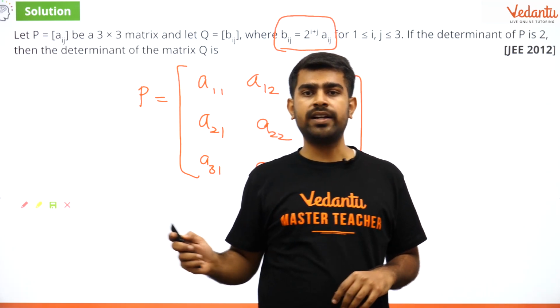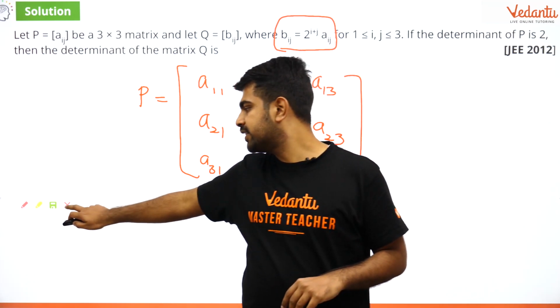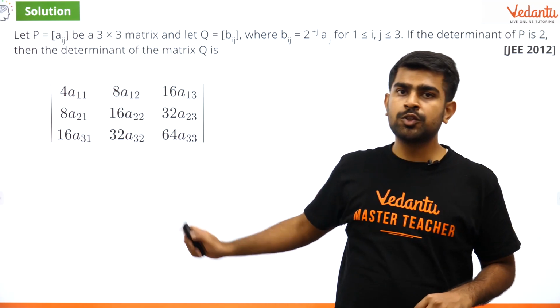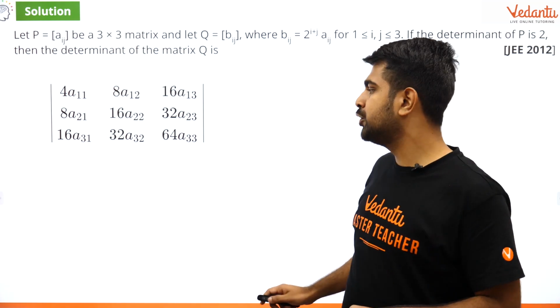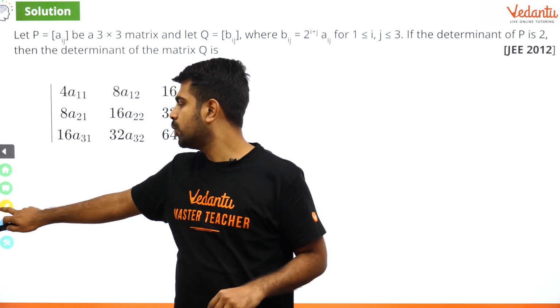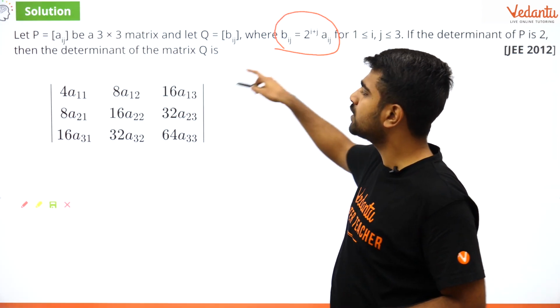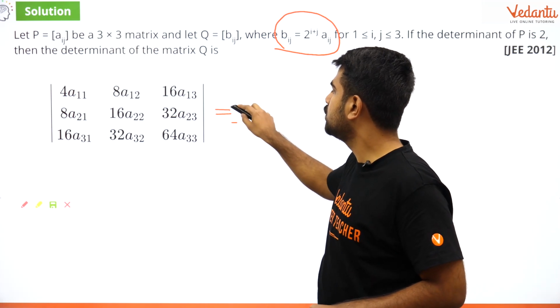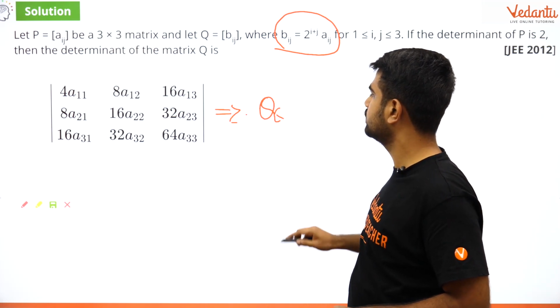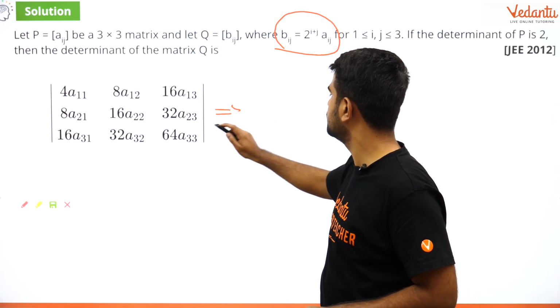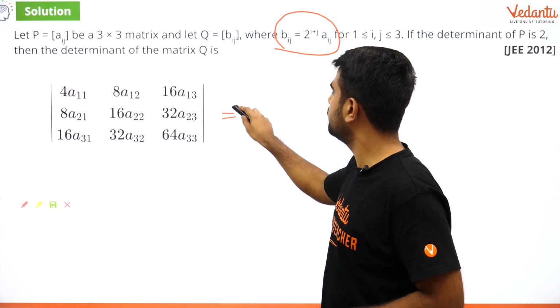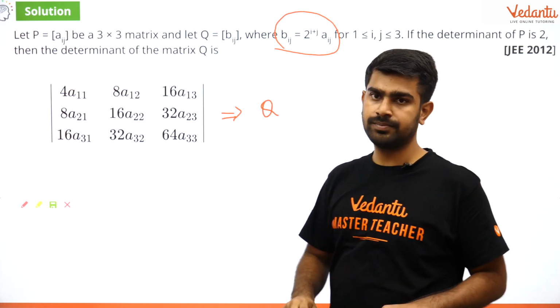So let me show what matrix Q is for you all. I have written it down for you. So this will be matrix Q. I hope all of you are able to follow it. If you follow this information and try to write it down, you will get this to be your matrix Q. Okay, let me erase it. So this will be your matrix Q, guys.